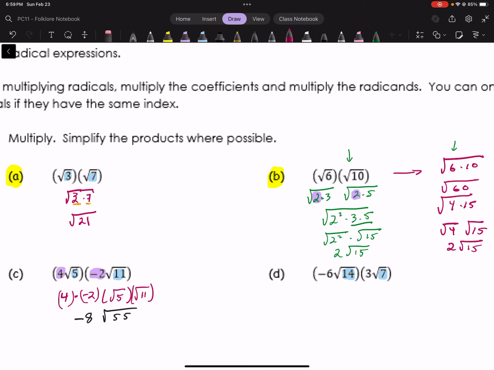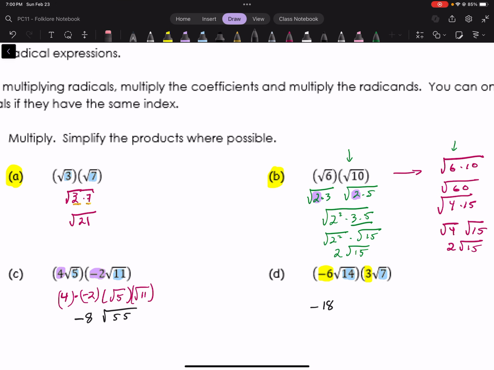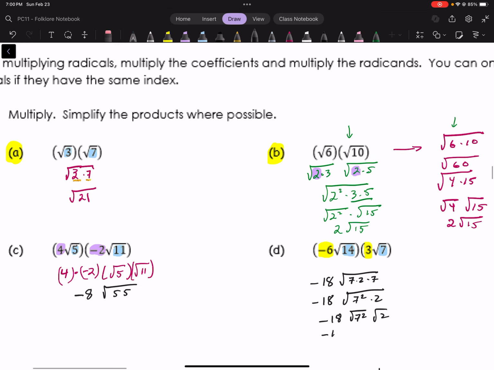I'm going to continue my multiplication, highlight my coefficients. So that is really -18. -6 times 3 is -18. Now I'm going to multiply my radicands. And that's 7 times 2, which is 14, times 7. So I can quickly see now that there is a perfect square factor of 7 in my new radicand. So this is really -18 times the square root of 7 squared times the square root of 2. So this is -18 times 7 times root 2.